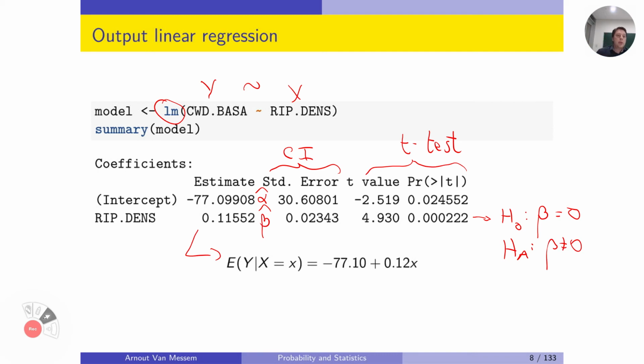In this case, we see that the p-value is extremely small, so it's smaller than 5%, and so the beta hat is significantly different from 0, and the model is a significant model. For the intercept, the test doesn't make any sense, because if we have a slope, we will always have an intercept. So we only have to look at the values for the riparian density or any other explanatory variable, but we will never look at the t-value or the p-value for the intercept.